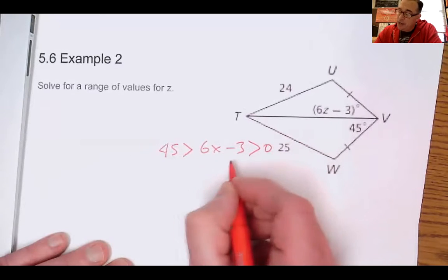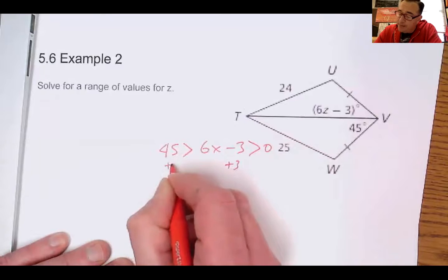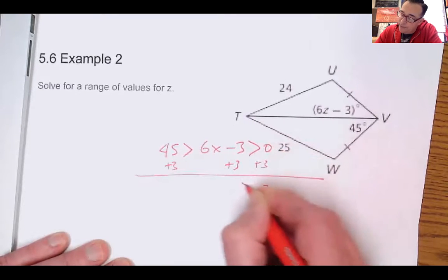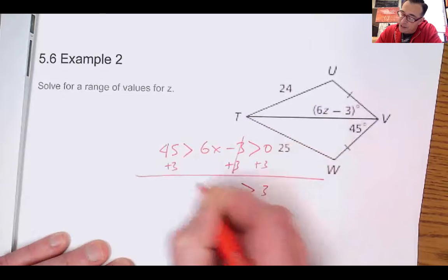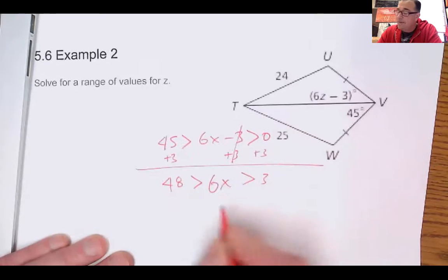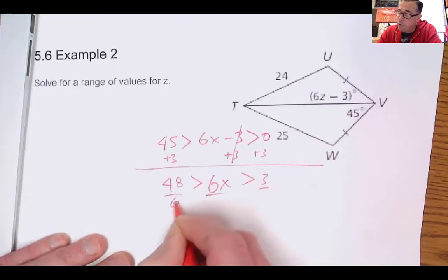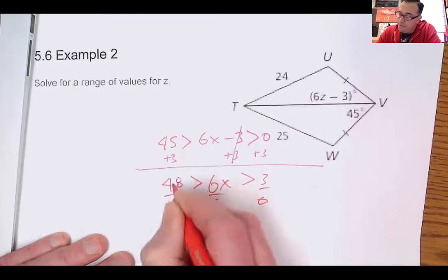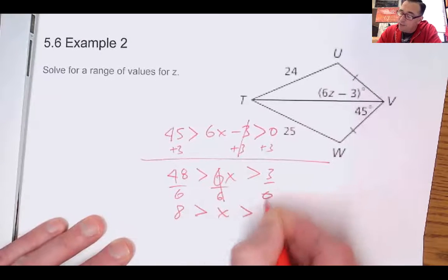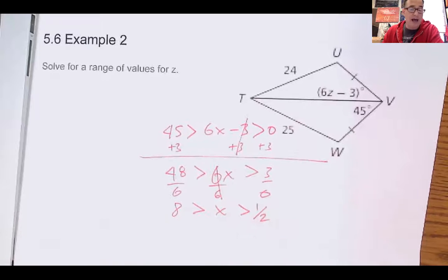So now I'm going to add 3, and I'm going to do it in 3 different places, just like that. 0 plus 3 is 3. It's gone here, so there's a 6z there. 45 plus 3 is going to be 48. Then I'm going to divide everything through by 6. 48 divided by 6 is 8. This cancels out and gives me a z. 3 divided by 6 is the fraction 1/2. We now have a range of values for z that has a small end and a top end. Everybody good?